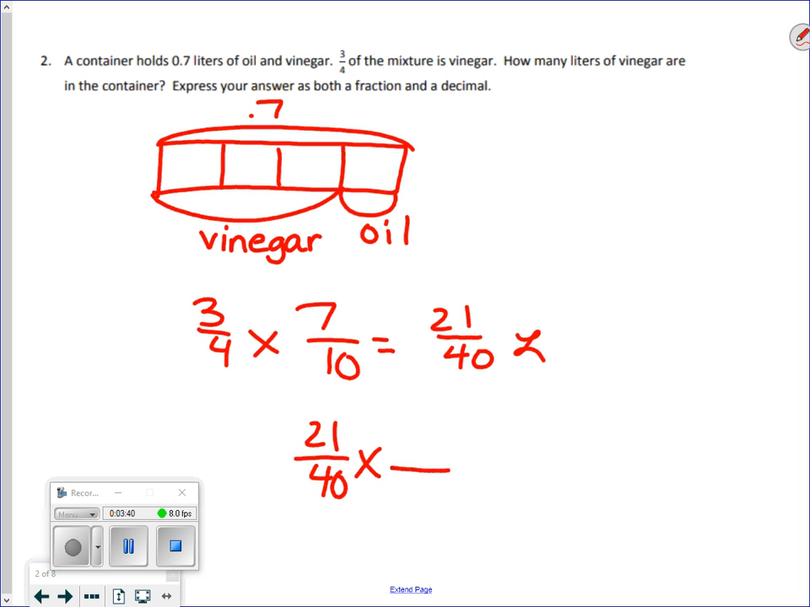21/40 times something to get to a power of 10. Can 40 get to 10? No. Can 40 get to 100? So now we know that 4 can go to 100. Now we're not doing 4, we're doing 40. So it's the same thing, just adding zeros.